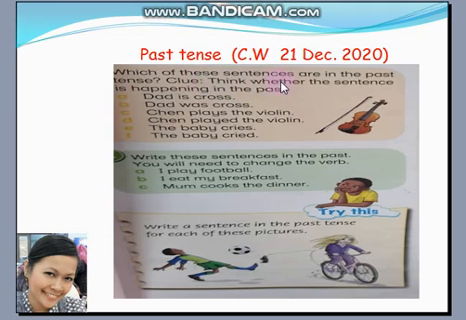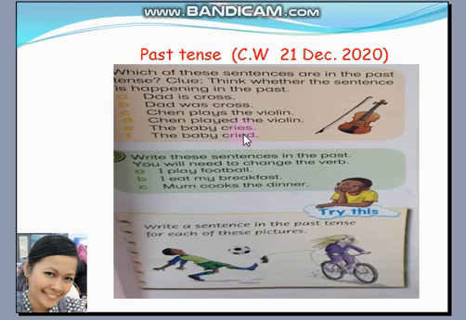Clue. Think whether the sentence is happening in the past. Also, look at the verbs that you have in each sentence. Letter A, we have is. Letter B, we have was. Letter C, we have plays. Letter D, we have played. Letter E, we have cries. And letter F, we have cried.